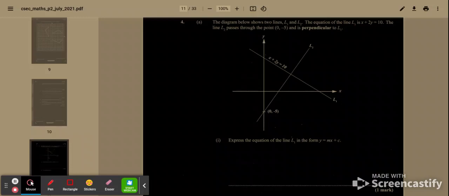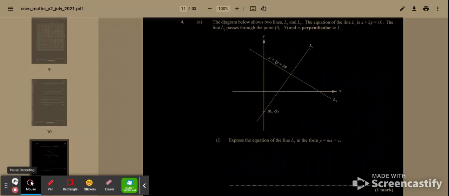Today we'll be doing a CSEC past paper question from Paper 2, July 2021. It states, the diagram below shows two lines, L1 and L2. The equation of the line L1 is x plus 2y is equal to 10. The line L2 passes through the point (0, -5) and is perpendicular to L1. So question i states, express the equation of line 1 in the form y is equal to mx plus c.